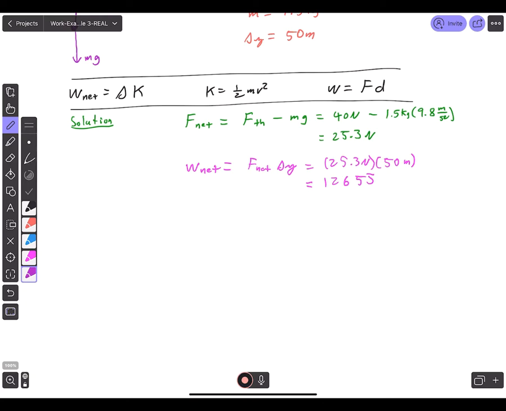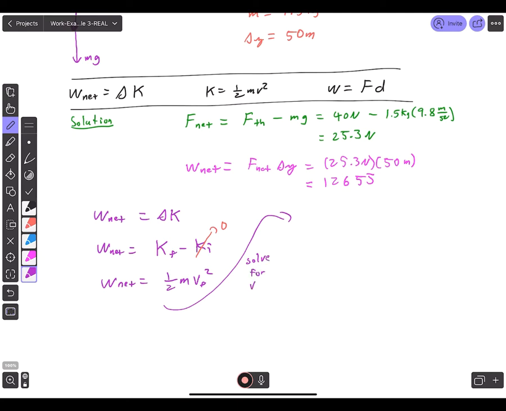So let's use our work kinetic energy theorem. Work net is equal to the change in kinetic energy, or work net is equal to K final minus K initial. Since it starts from rest, K initial is 0. So let's plug in for our kinetic energy. Work net is equal to 1/2 m v final squared, and v final is what we're trying to find. So let's solve for v final.